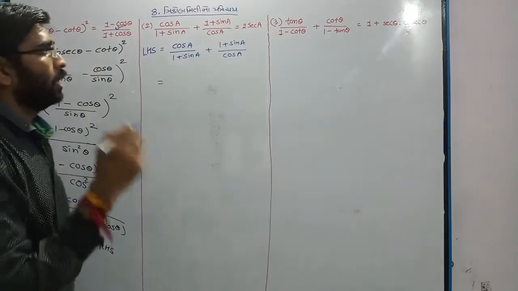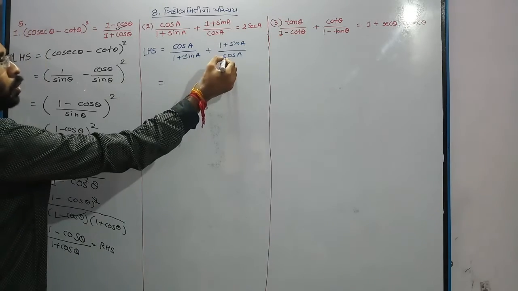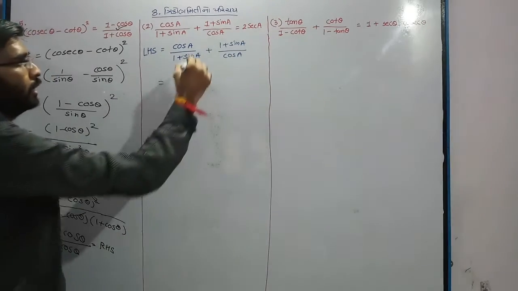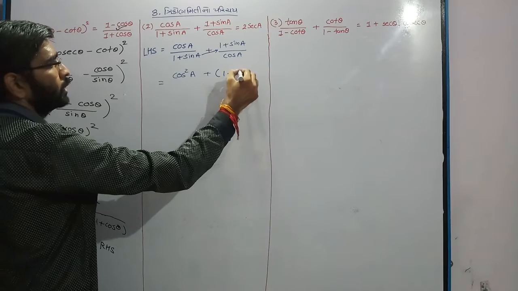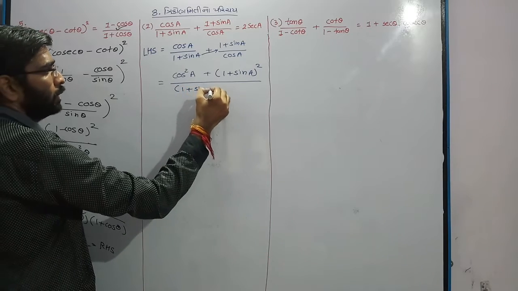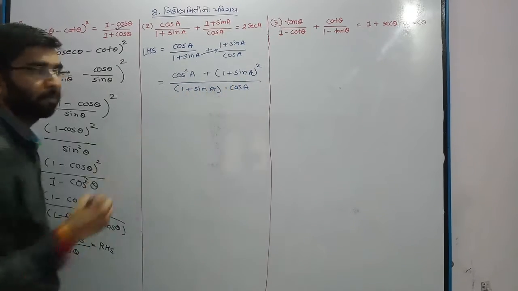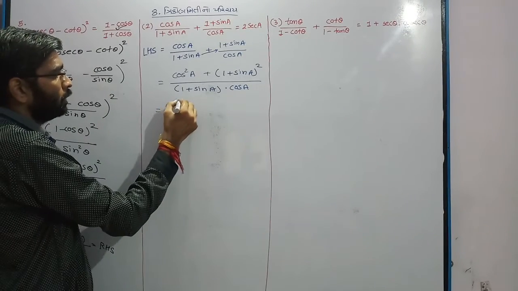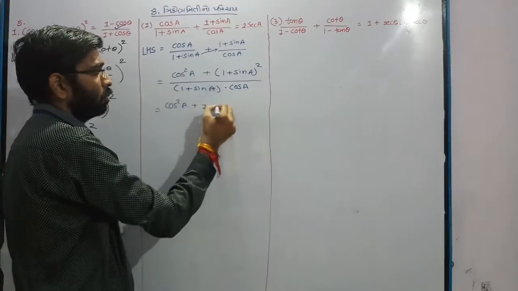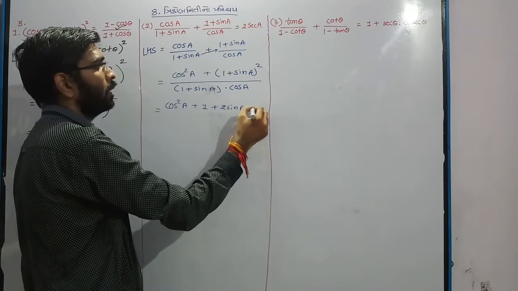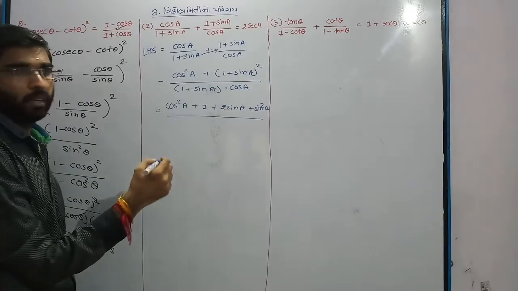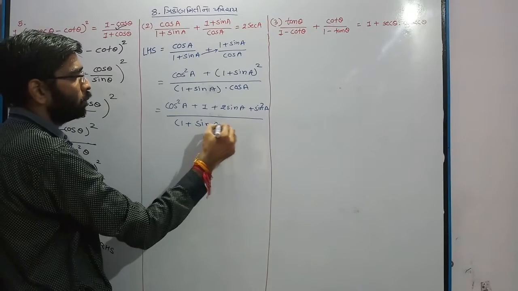The only option we have is to take the LCM. Taking the LCM, cos a into cos a gives cos square a, and 1 plus sin a multiplied with 1 plus sin a gives (1 plus sin a) whole squared, upon the first bracket 1 plus sin a and the second cos a. The bracket has to be opened here, because for cos square a we solve it: 1 plus 2 sin a (2ab) plus sin square a, upon (1 plus sin a) into cos a.